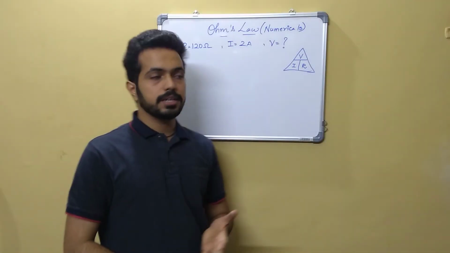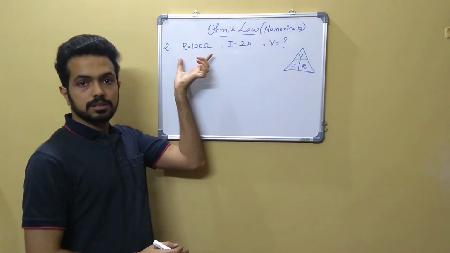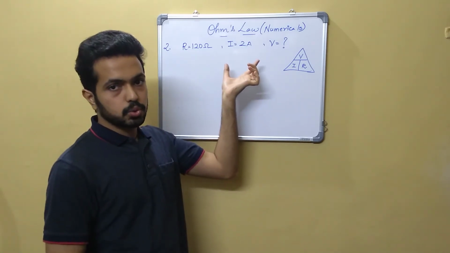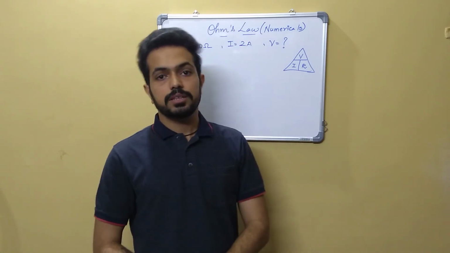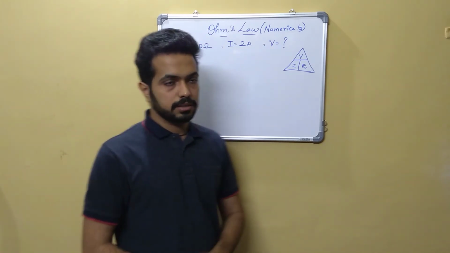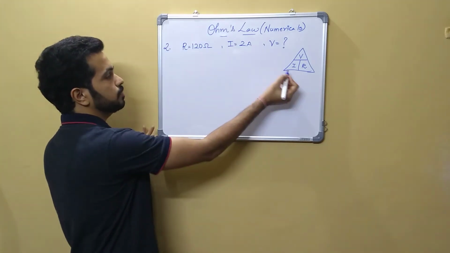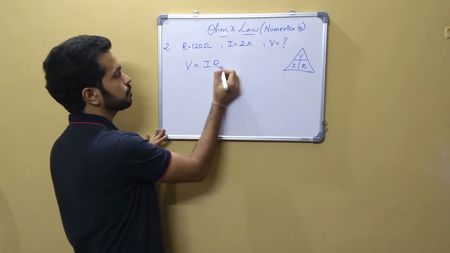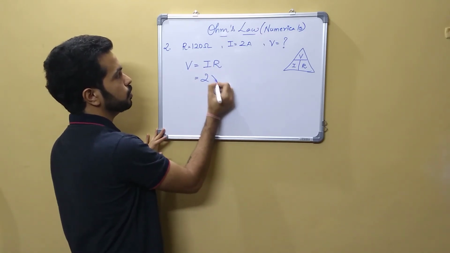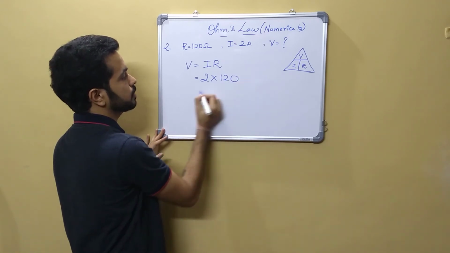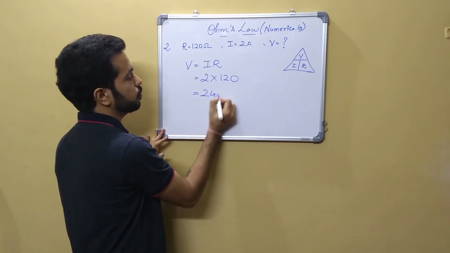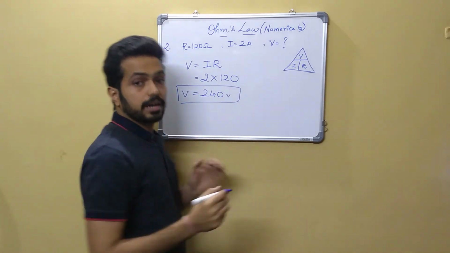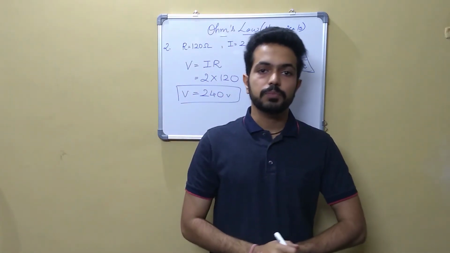See one more numerical in which resistance of the resistor is given as 120 ohm. The current is given as 2 ampere, and they are asking us to find the potential difference across the conductor or the resistor. Let's see. As we know Ohm's law, V is equal to I into R, which is equal to 2 into 120. That comes out to be 240 volts. So the potential difference across the resistor is 240 volts.